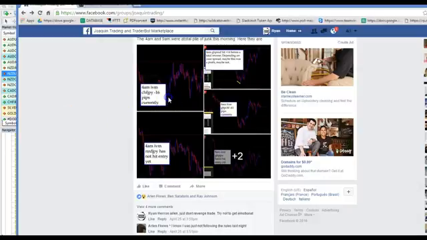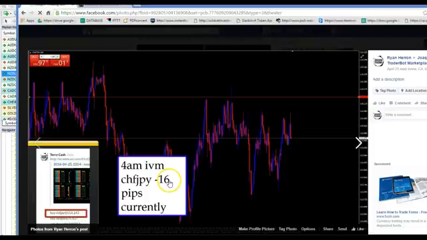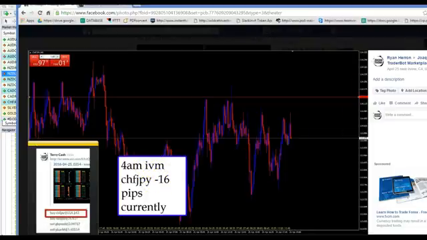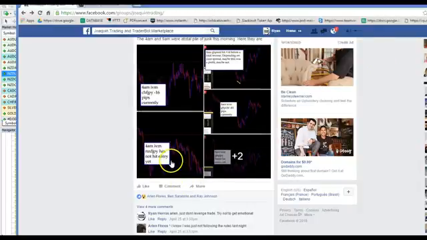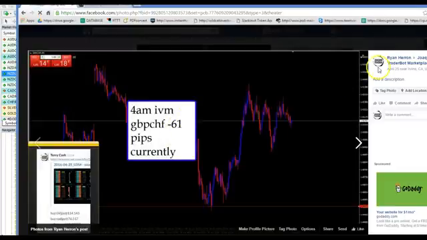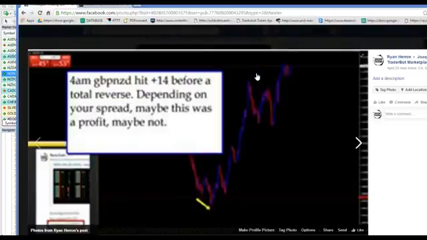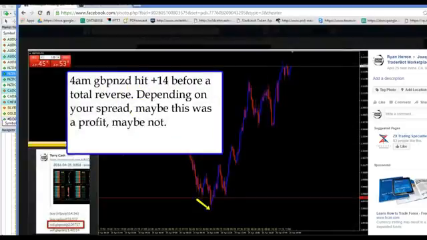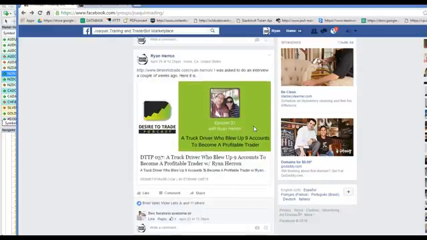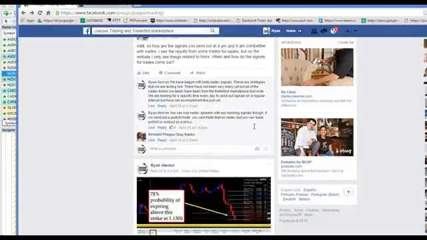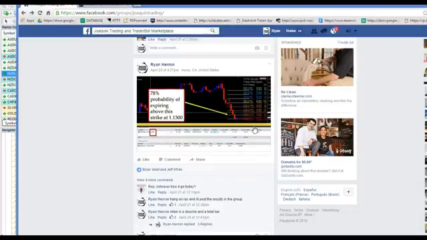I don't care. Here's a loser. 16 pips. IBM lost 16 pips here. Not hit entry. Here's a loser, 61 pips. Loser. This must have been a bad day. That one hit 14. And we talk about probabilities. This is in the Trader tool suite.